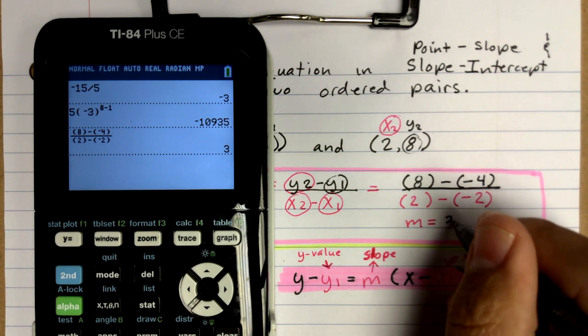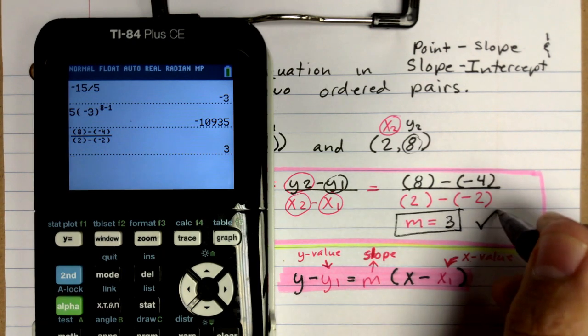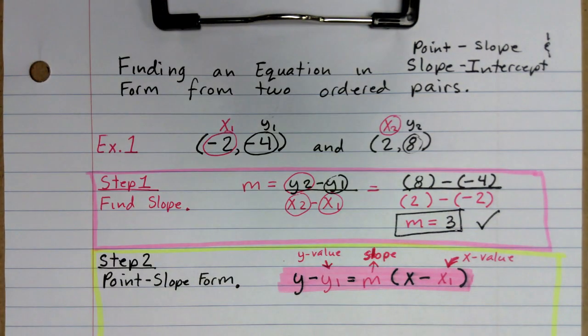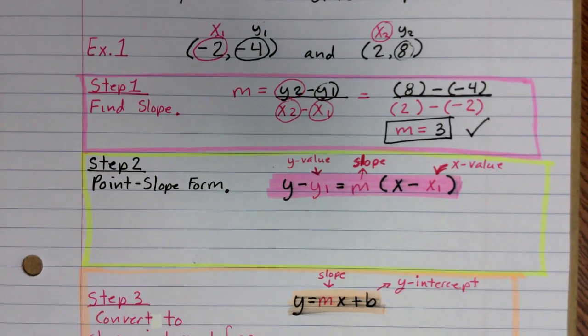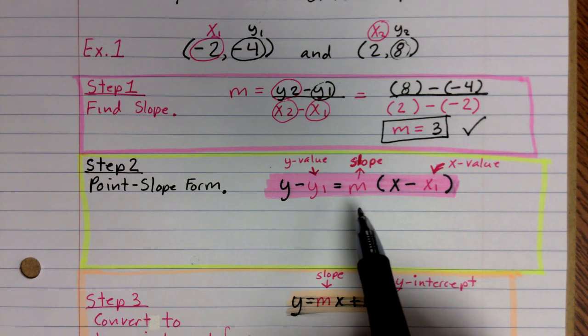So I'm going to write that down. So my slope is 3. That's my first step to getting this in point-slope form. So let's go ahead and go to step 2. Step 2 is we want to go ahead and put these values in point-slope form.